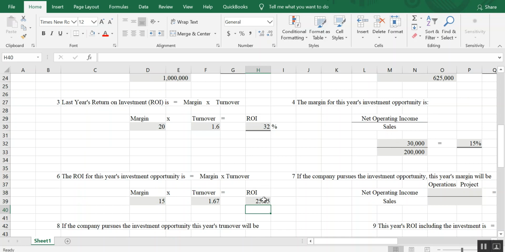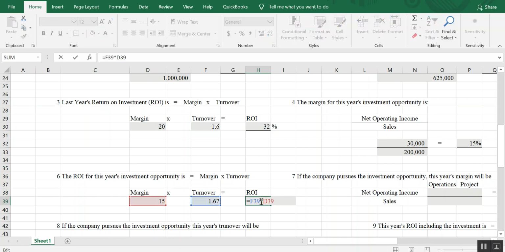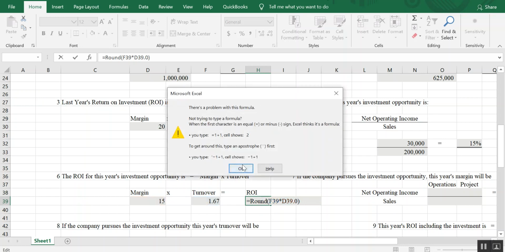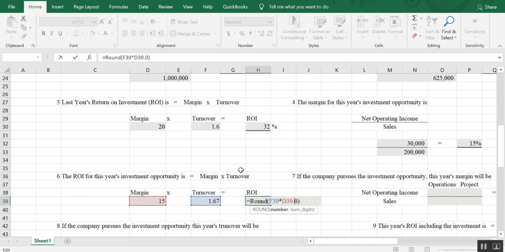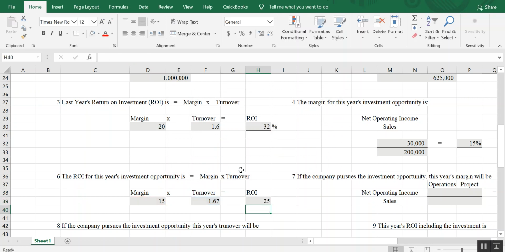Now, if I were rounding off this 25%, I would just say 25%. In reality, you're probably not going to, let me go ahead and do this. I'm going to do a round, and I'm going to round it off to 0 decimals for the percentage. Did the wrong thing. Instead of a comma, I put a period. Okay, we got it. 25%. So the return on investment is 25% for the project.